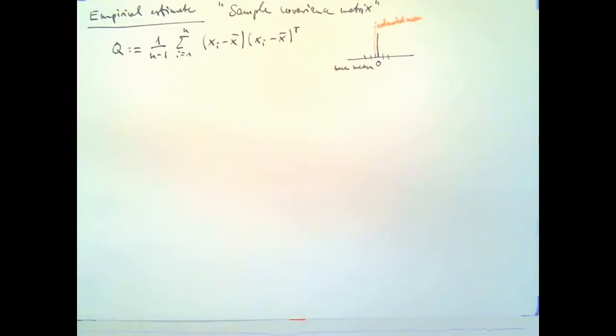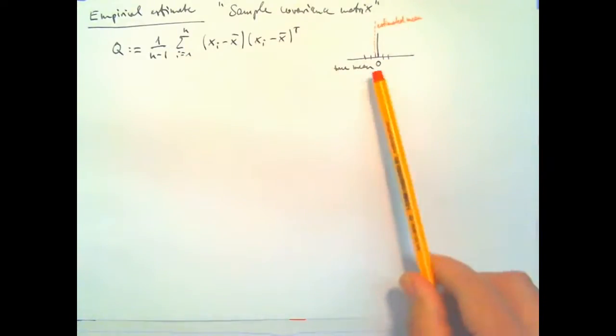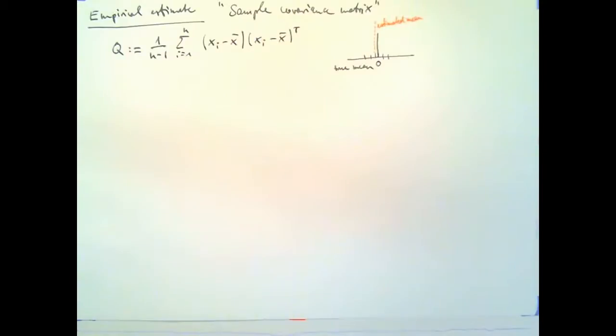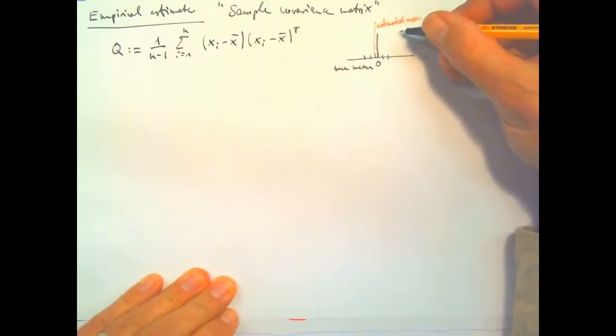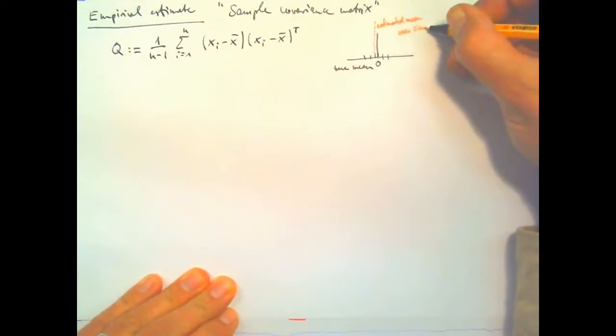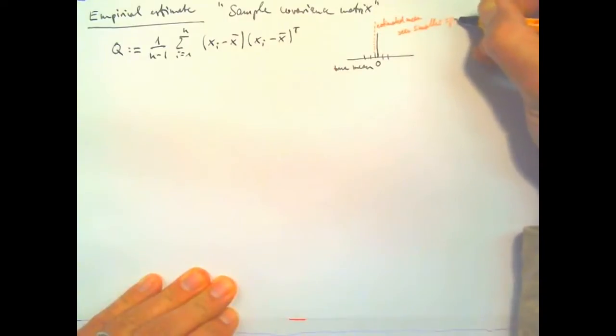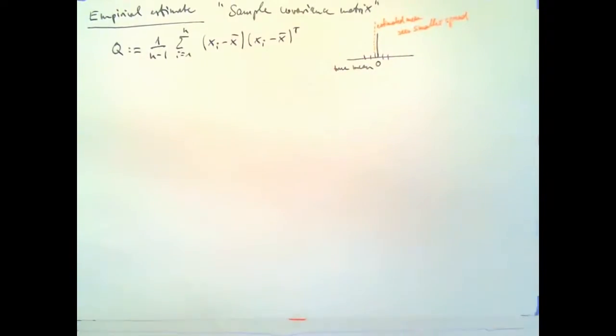Because the mean was estimated from the same sample, it is better centered in the middle of the sample, and it hence looks as if the data had a smaller spread. So I'm writing that the estimated mean sees a smaller spread of the data as compared to the exact mean.